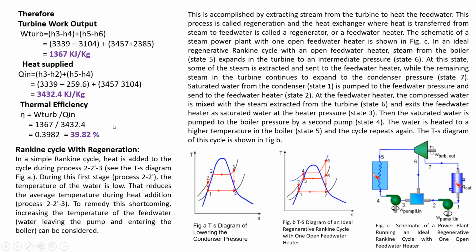You have seen in the first we got some around 17%, it improved a lot, but generally around 39 to 40% of the efficiency we see with the reheat cycle. So this, I hope, is understood.